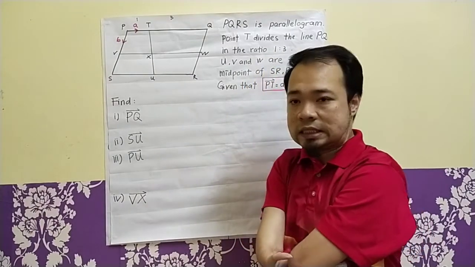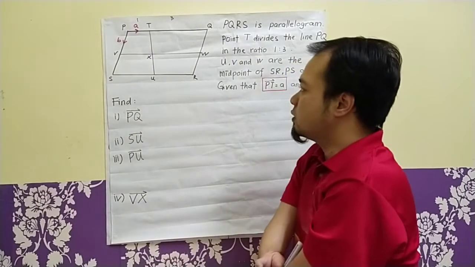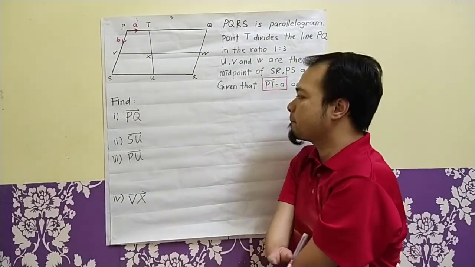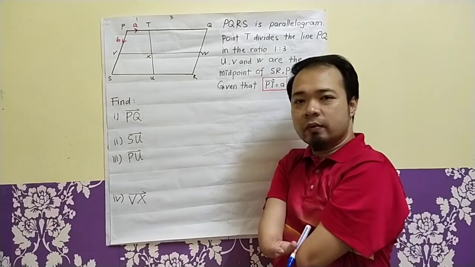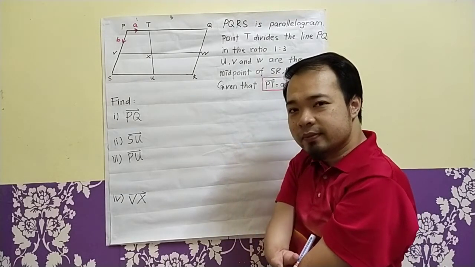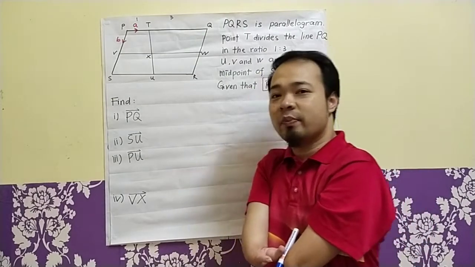Now, these are the questions we need to answer. Let's start with question number 1. From the parallelogram, what is a parallelogram? Yes, it has 2 pairs of parallel sides.